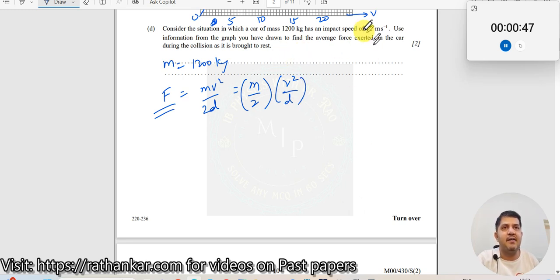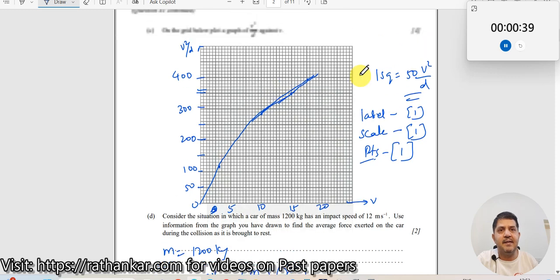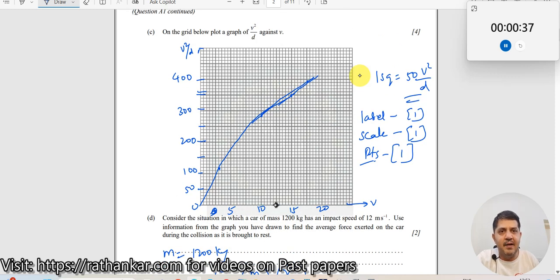Now what is it that we have? We have an impact speed of 12 meters per second. At 12 meters per second, can we find the value of v square by d? That's the question. Now look at this. There is 10 here, 12.5 is here, 12 is somewhere over here. This close line here, when it comes here, it will go and hit somewhere over here, right? So it will join this line, and this will come out to be somewhere at this point over here.